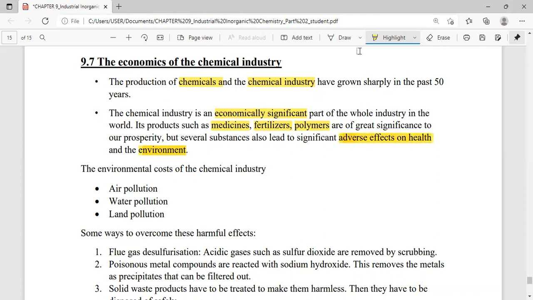Now, who can tell me what are the negative effects that are caused by the chemical industry? We have learned in chapter 9, or you can also tell me something that you have heard on your own or read somewhere.